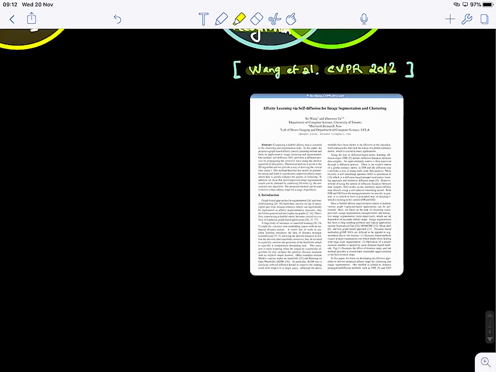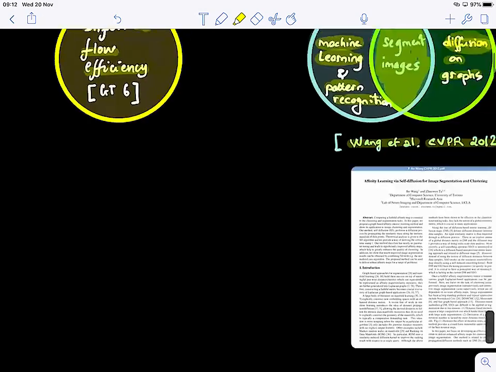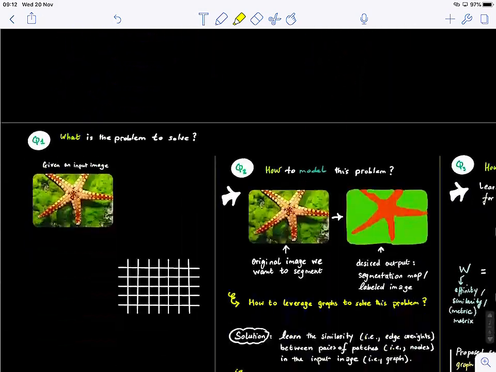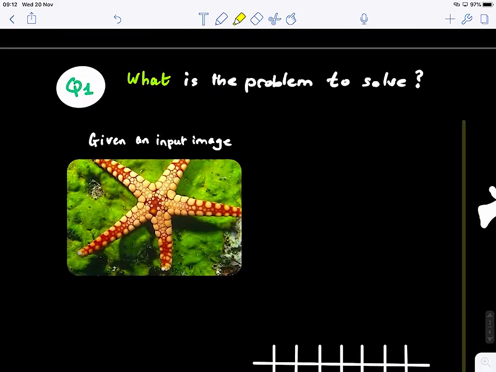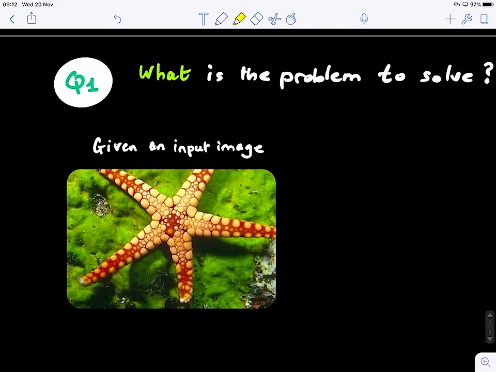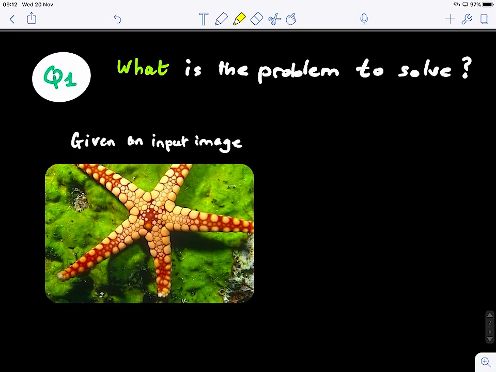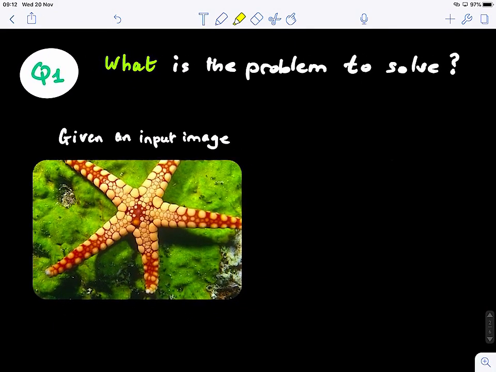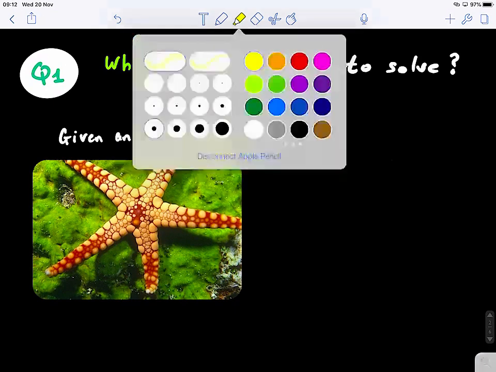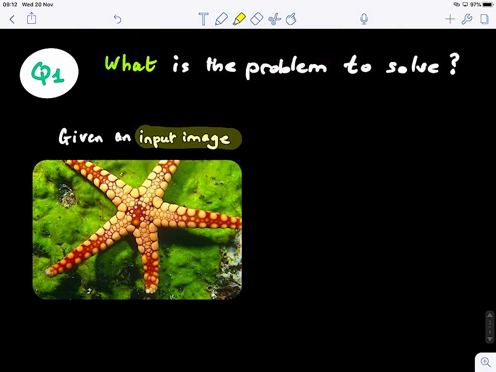Now, let's look at how we can use diffusion to do image segmentation. First, what is the problem that the authors wanted to solve in their research paper? Given an input image like this one, the goal is to learn how to segment this image. So what does it mean?